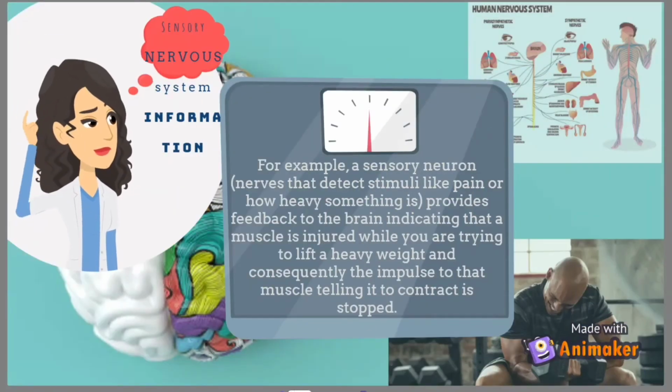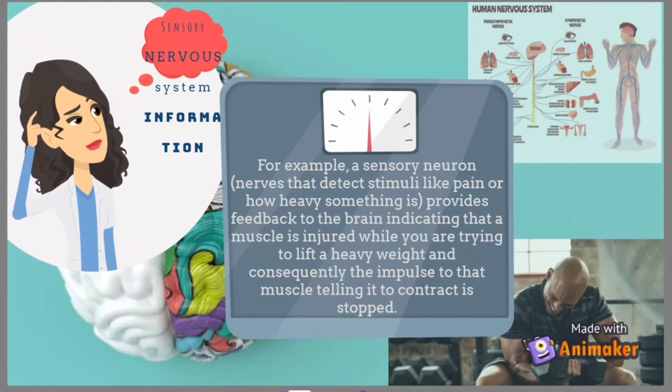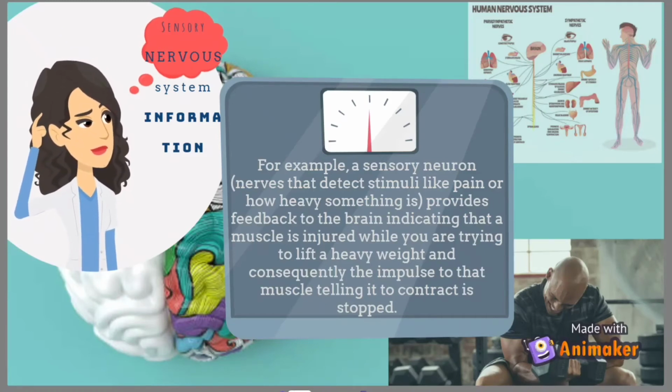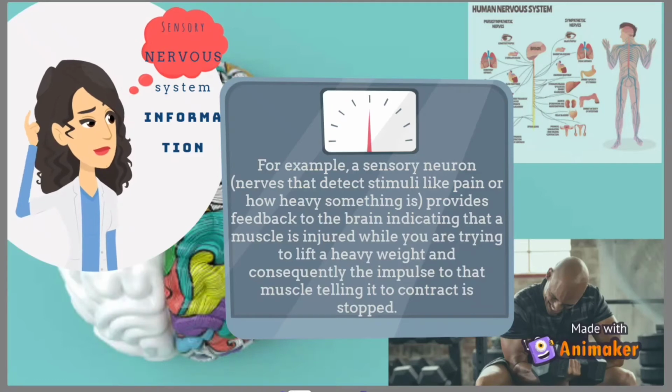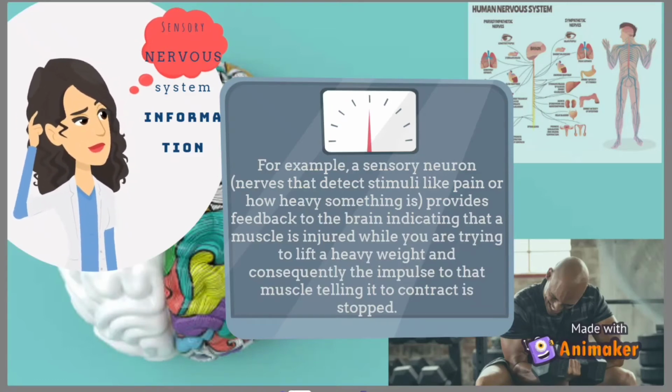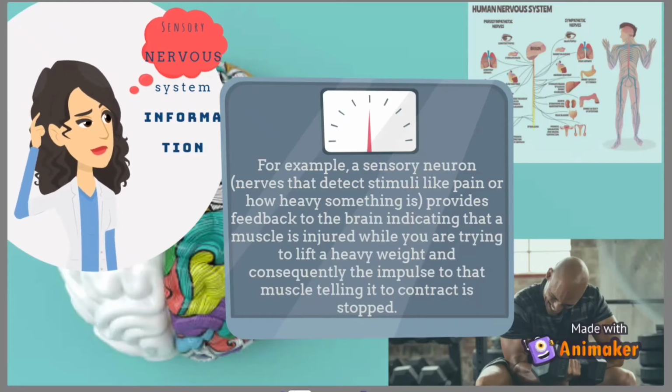And the last one is sensory nervous system information. For example, a sensory neuron provides feedback to the brain indicating a muscle is injured while you are trying to lift a heavy weight. And consequently, the impulse to the muscle telling it to contract is stopped.